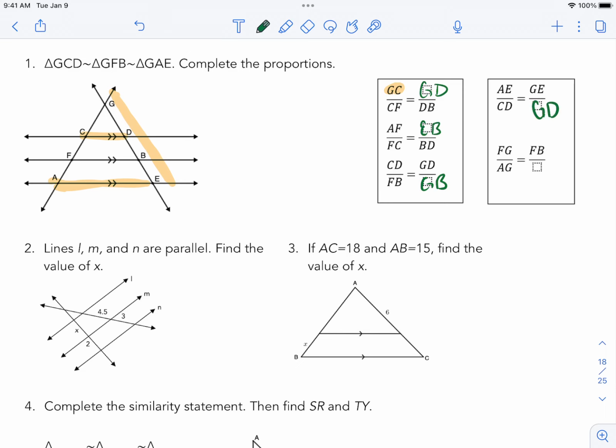And then last one, FG is this side of this triangle over AG. So this side of the medium triangle over this side of the larger triangle. And so FB would be corresponding to the bottom side here, AE. So this is more about, can you identify those corresponding sides between there. It can be tricky with the overlapping.